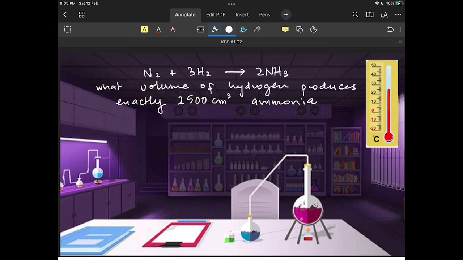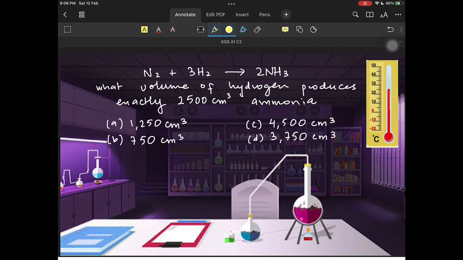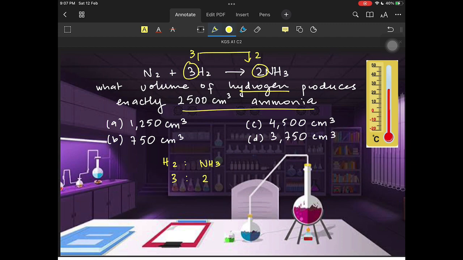This question says, what volume of hydrogen produces exactly 2500 centimeter cube of ammonia? We have 4 options. Between hydrogen and ammonia, we have a relationship. It is 3 hydrogen and 2 ammonias. So let's rewrite this ratio over here. Between hydrogen and ammonia, the ratio is 3 is to 2.